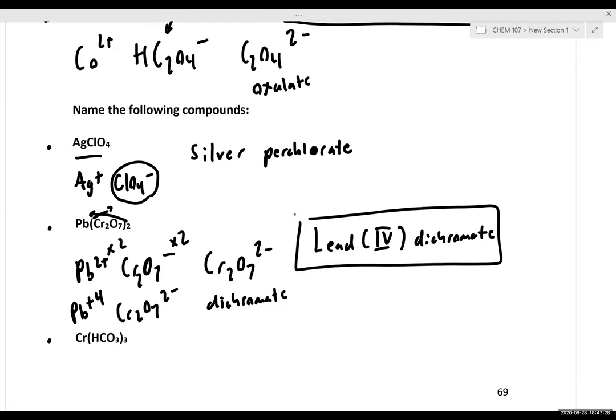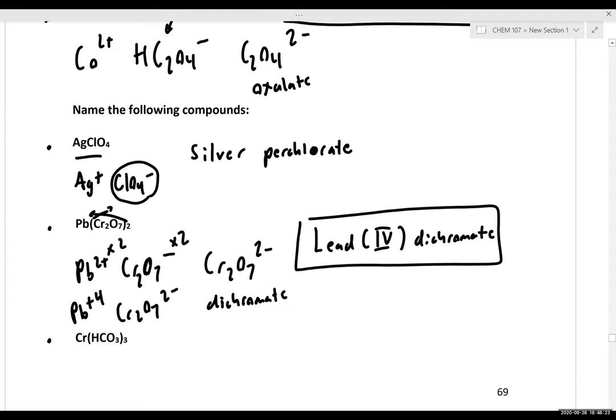Yes, I have a quick question. I did it a different way, so please correct me if I'm wrong. I did get lead 4 dichromate. However, for lead, I just used 4, because of the group number. Is that incorrect? Because lead is a transition metal, it can adopt a charge that's not just plus 4. Lead can actually adopt a plus 2 charge as well, in an example like so. So the group number wouldn't work for lead because it can adopt a range of possible charges.